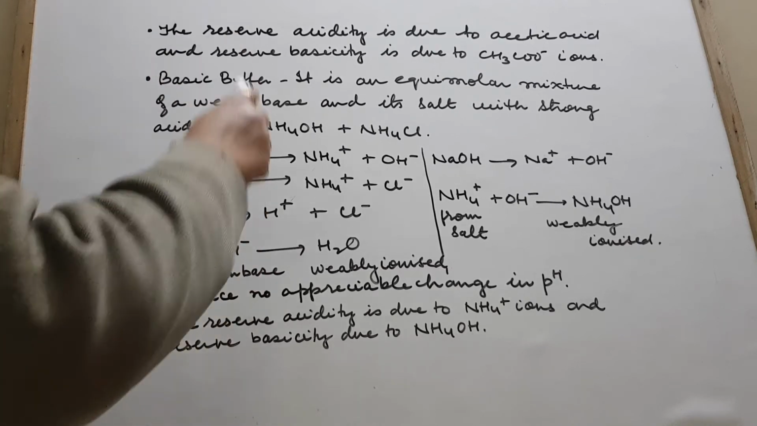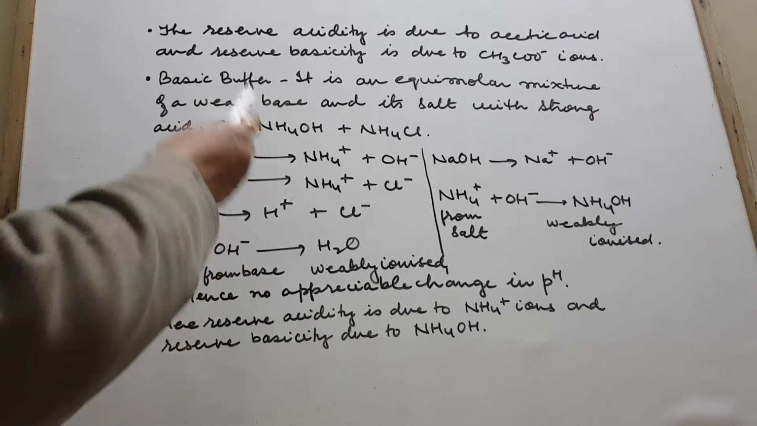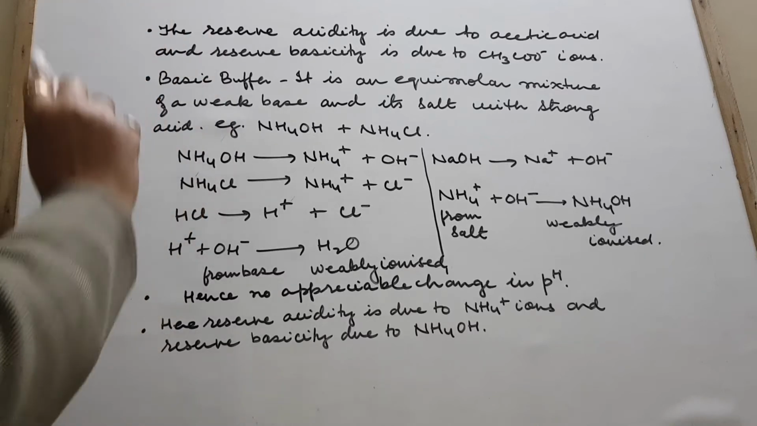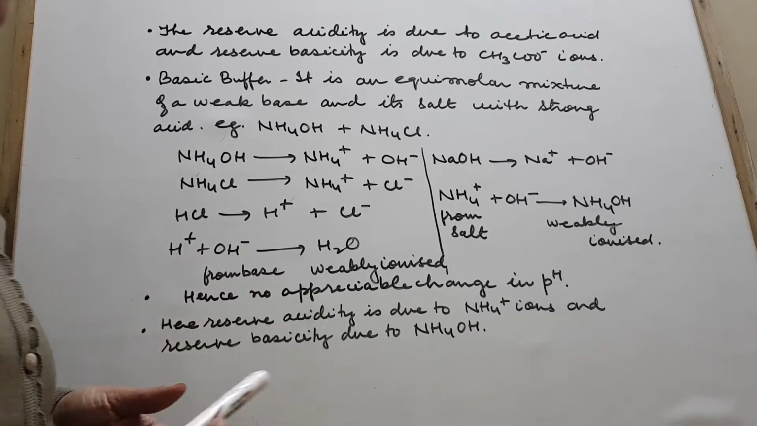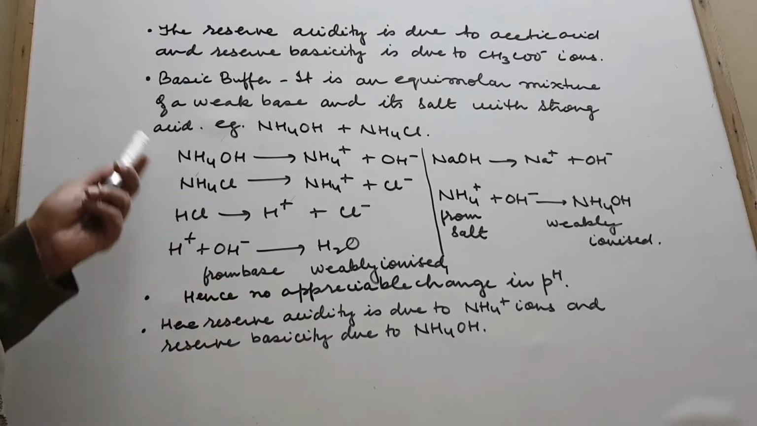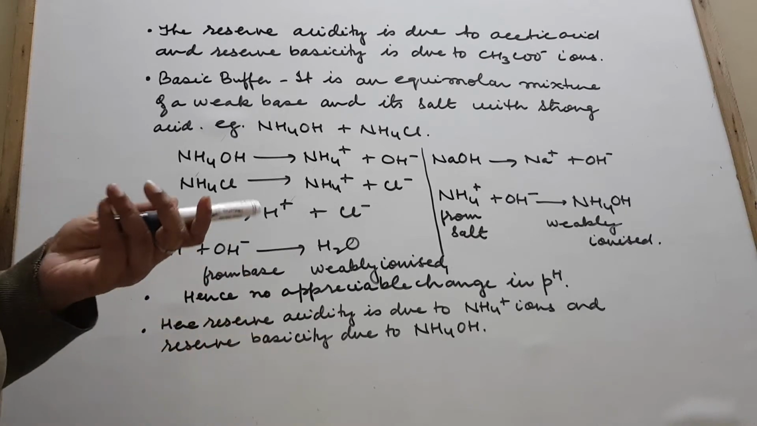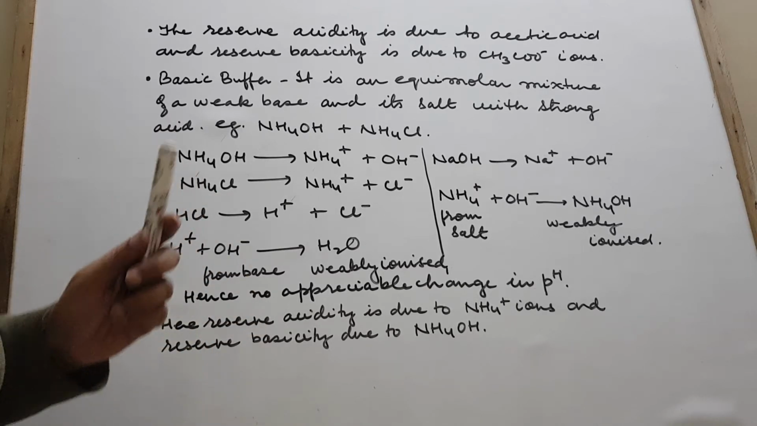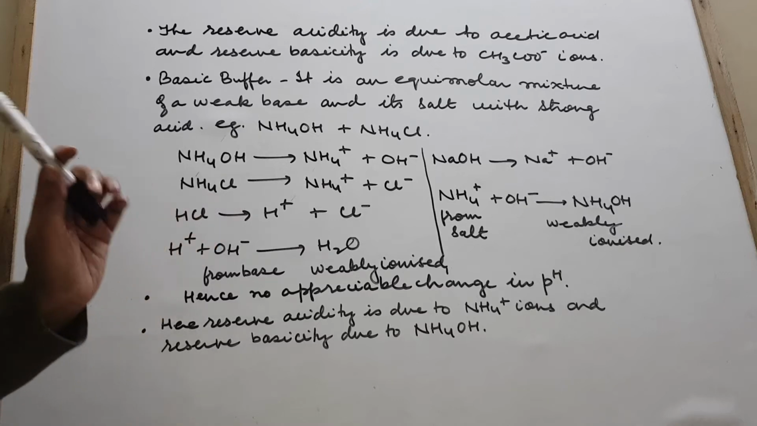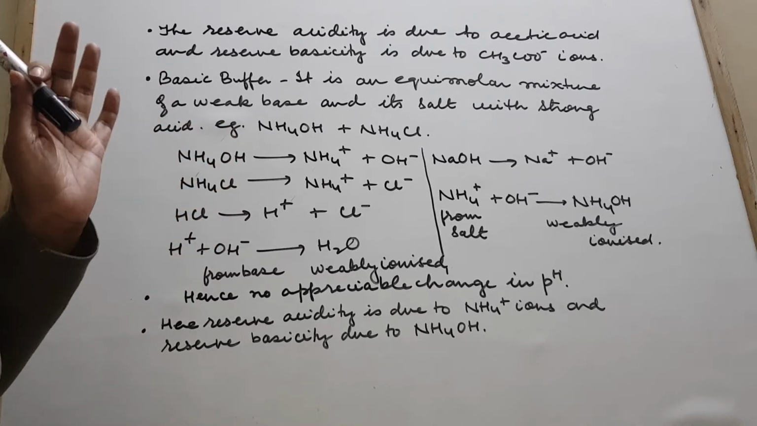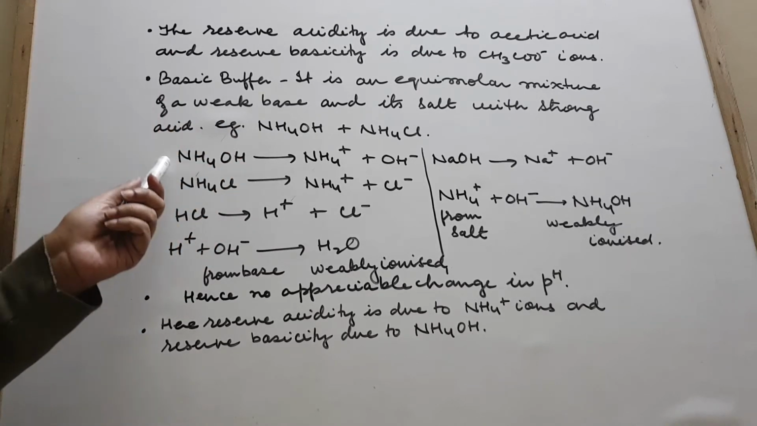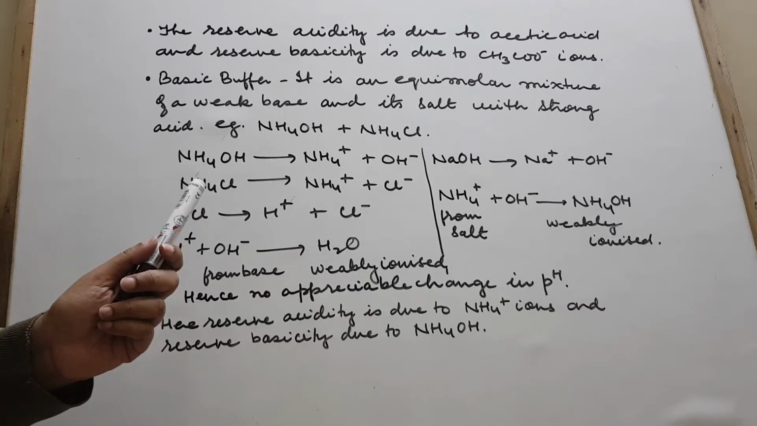So we had the basic buffer was weak base and its salt with strong acid. It could have been anything. Of course, most commonly we have this combination, but it could have been any salt with strong acid: ammonium sulfate, ammonium nitrate, whatnot. Right? But then we use this combination because it works very effectively.